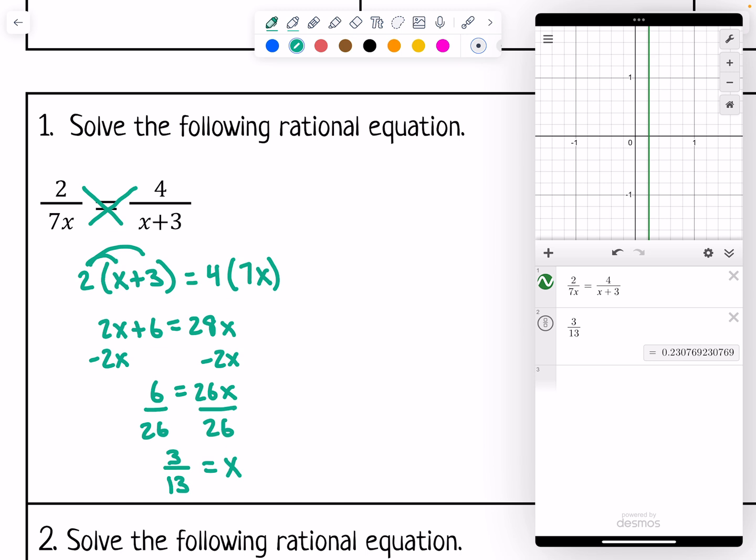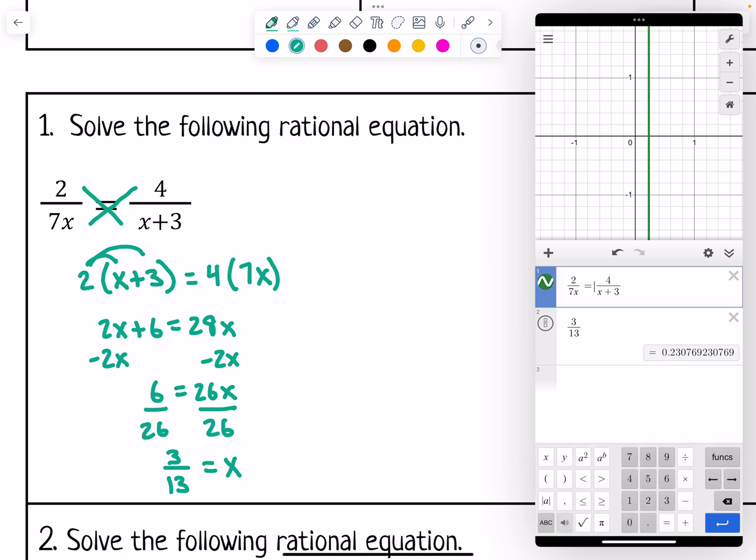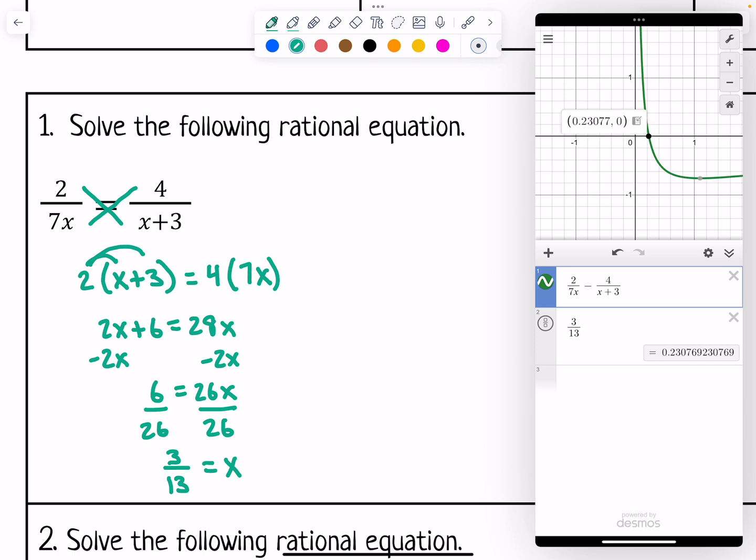If you really want to click on it, I think you can move everything to one side, and then that allows you to click on it. So I just subtracted the one fraction to the other side is all I did to do that. And then I'm able to click on it and make sure it does give me the exact same thing so I can be certain I got the right answer.